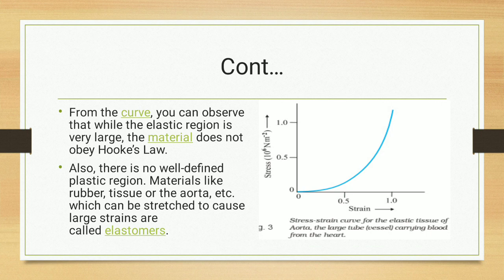From the curve you can observe that while the elastic region is very large, the material does not obey Hooke's law. It means there is no linear relationship between stress and strain. Also, there is no well-defined plastic region. Materials like rubber, tissue or the aorta, which can be stretched to cause large strain, are called elastomers.